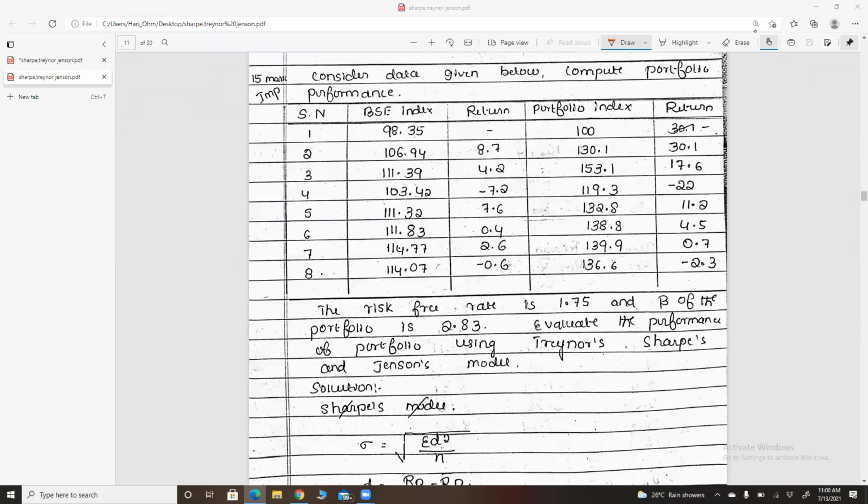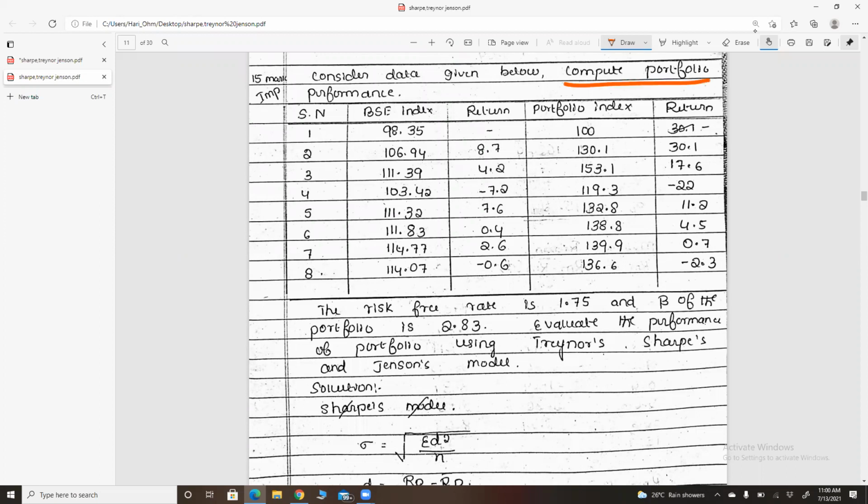Hello everyone. In this session, we are going to work out one of the important 15 marks problems on Treynor's, Sharpe's and Jensen's models. This is important. Let's work out. Consider the data given below.